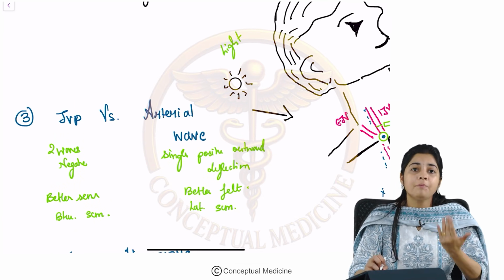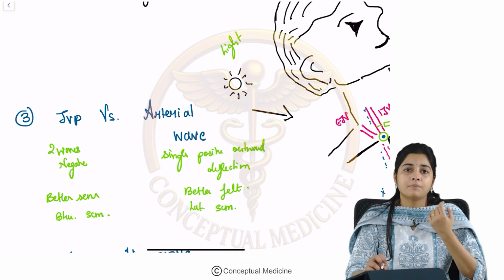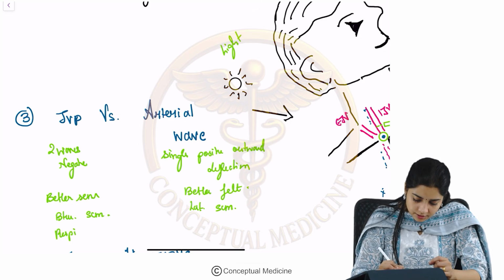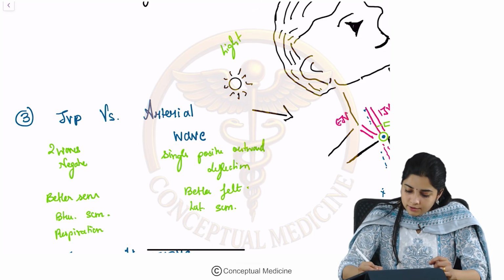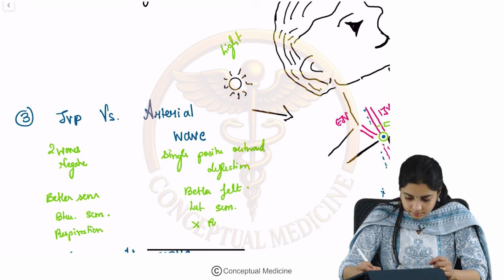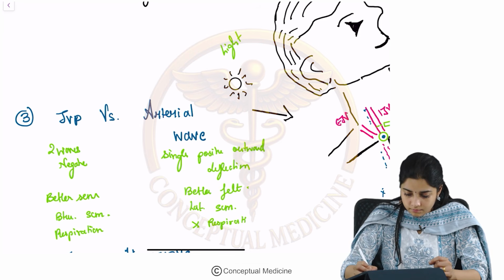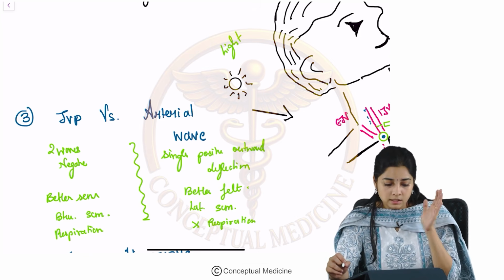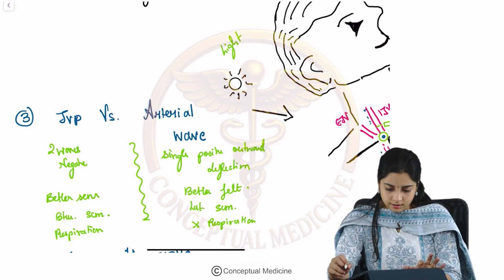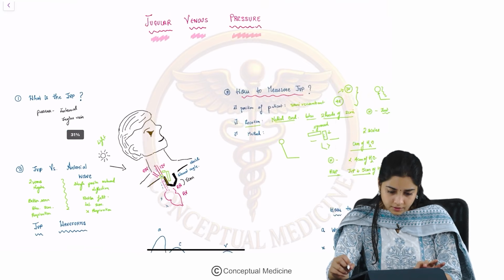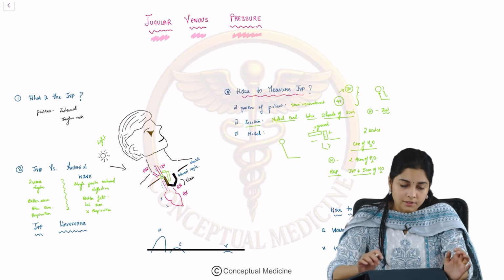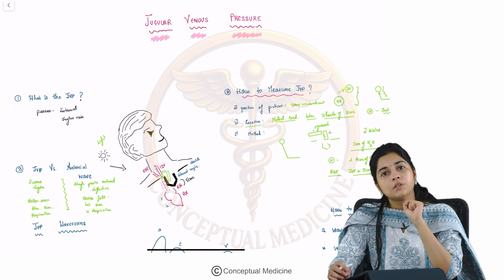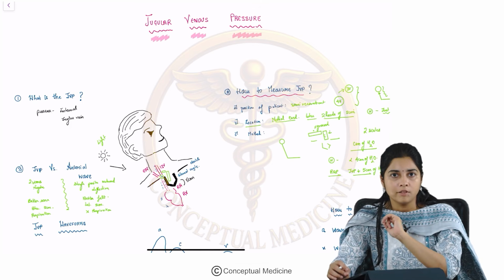Okay. JVP changes the column of blood which is present in the jugular vein. It can be affected by respiration. Carotid pulse is not affected by respiration. So, these are some of the ways in which you can differentiate the jugular venous pressure from the arterial waveform. Okay. So, we have understood some basics. We have understood what is the JVP, how do we measure the JVP and how do you differentiate the jugular venous pressure from the arterial waveform.